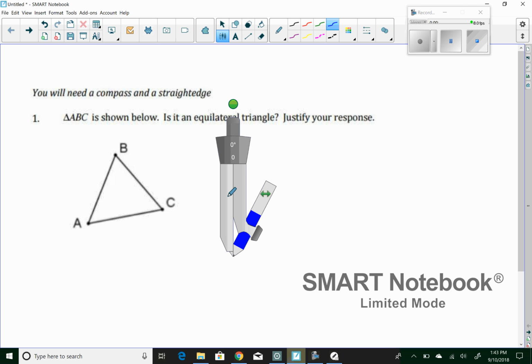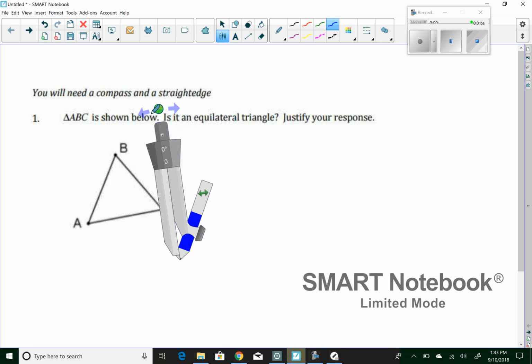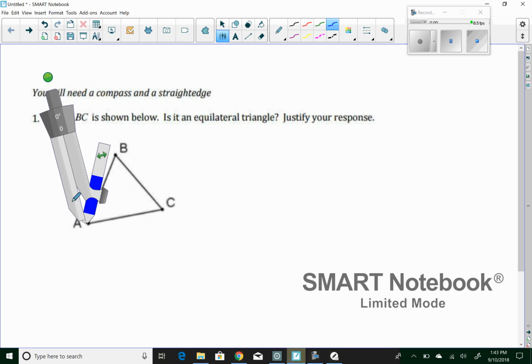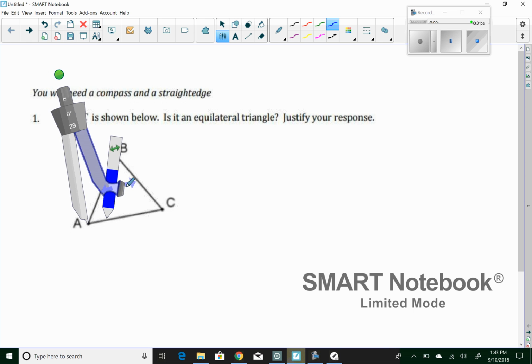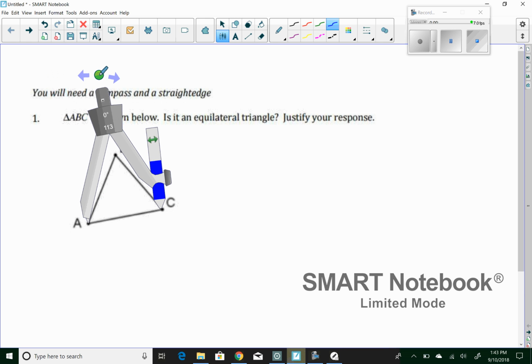Well, to prove it's equilateral, I just have to show that all of the sides are the same distance from each other. Well, to do that, I could easily do it with my compass. So I'm going to start by taking my compass, opening it up to be the length of one of the sides. In class, I noticed most of you were choosing side AC, which is fine, so that's how I did it in the video. You could have chosen any side that you wanted.